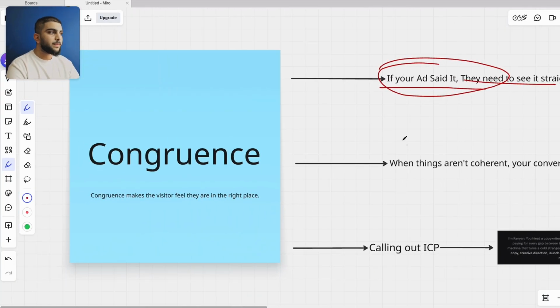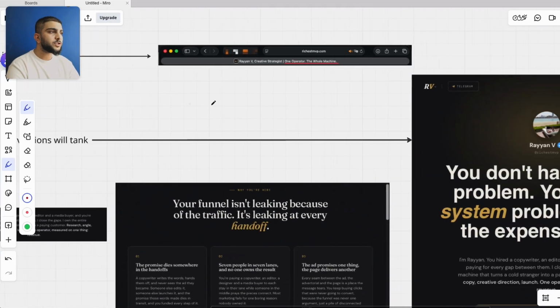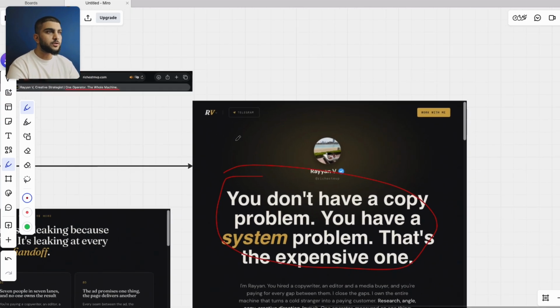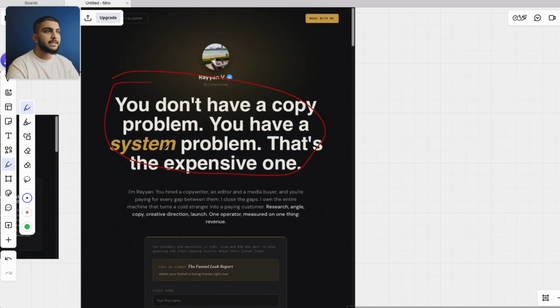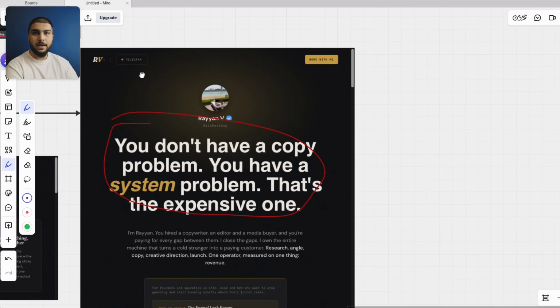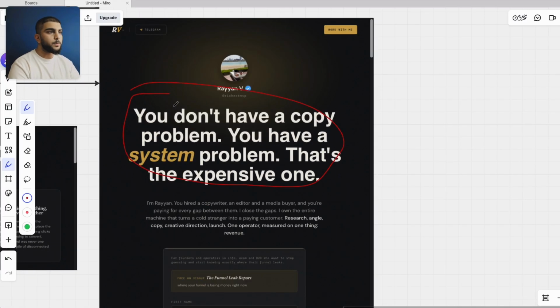Next step. When things aren't coherent, your conversions will tank. For example, my top funnel content that gets people onto my page will always reflect and be in line with my main headline title that they see. So for example, they've just seen the one operator, the whole machine. This is the next thing they're going to see, if not the first thing, and they're seeing the second. Either or, it doesn't matter because it's all coherent. So you don't have a copy problem, you have a system problem.